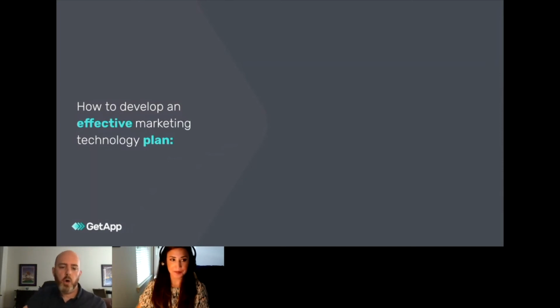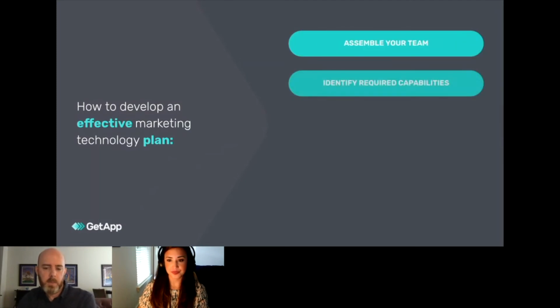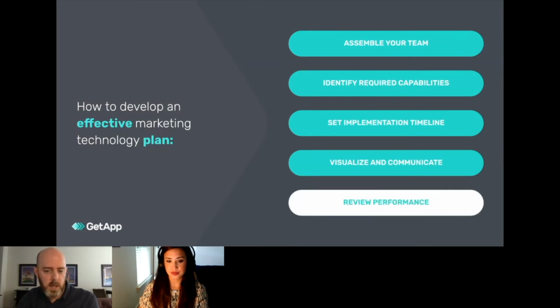So, how do you go about having a marketing technology plan? You probably have a marketing plan, but maybe you don't have a marketing technology plan, right? So, first, you're going to want to assemble your team, identify the capabilities that you need, set your timeline when you're going to roll this out, visualize and communicate, and extra bonus, review performance. So let's dig into this just a bit here.